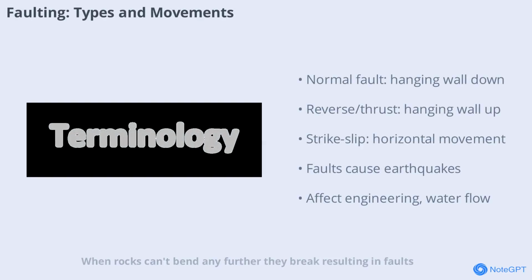When rocks can't bend any further, they break, resulting in faults. Faults are classified by the movement of rocks on either side of the fracture. Normal faults occur when the hanging wall moves down relative to the footwall, typically due to tensional forces. Reverse faults, including their low-angle variant called thrust faults, happen when the hanging wall moves up, usually from compressional forces.